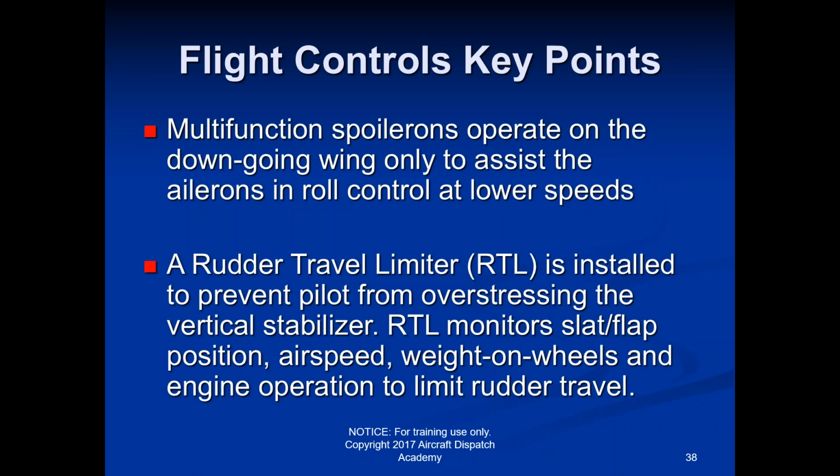Multifunction spoilers operate on the downgoing wing only to assist the ailerons in roll control at lower speeds. So in case you're wondering what the multifunction spoiler is, a lot of times if you spend much time looking at the wing when you're flying around, when a plane turns, on the down wing, you'll see these little things kind of pop up.